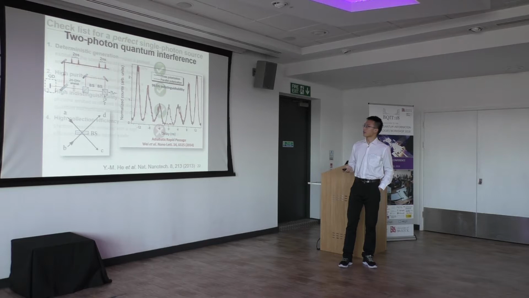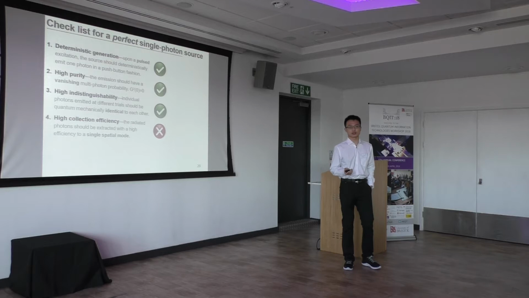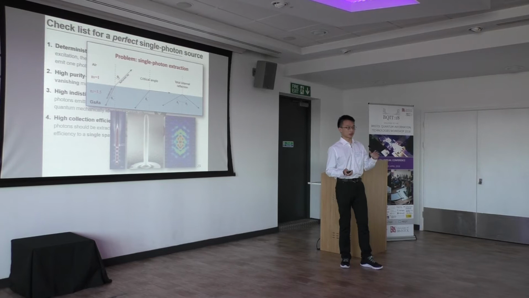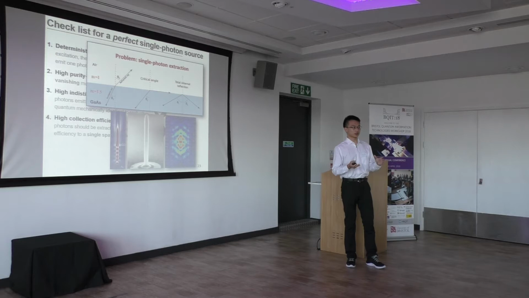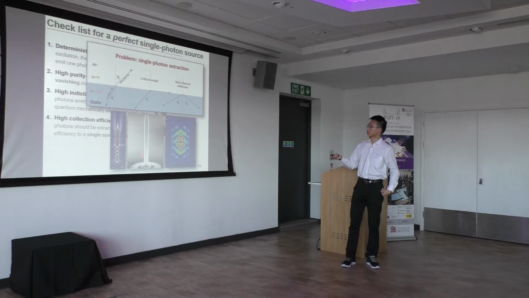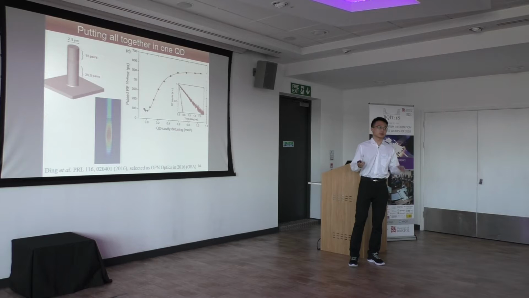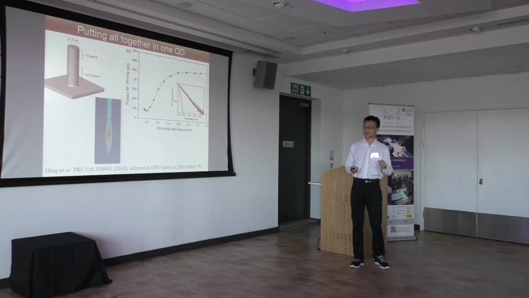Now, another problem on this checklist is the collection efficiency. The problem arises because there is strong reflection at the interface between our material and the air. So our solution is to build a cavity around this quantum dot, and this will collect the emitted single photons into a single spatial mode very efficiently. It looks like this one. It is a micropillar cavity, and now we can put all these techniques together into one quantum dot to see what the performance is.